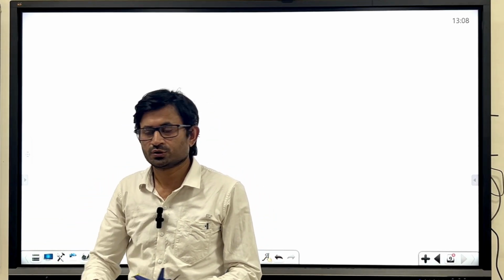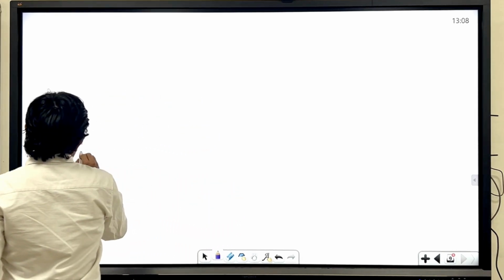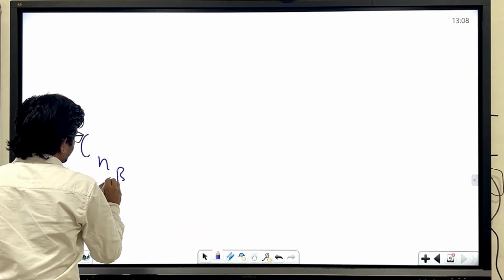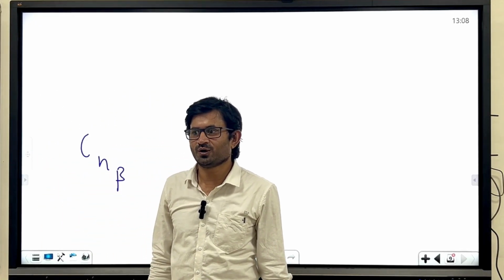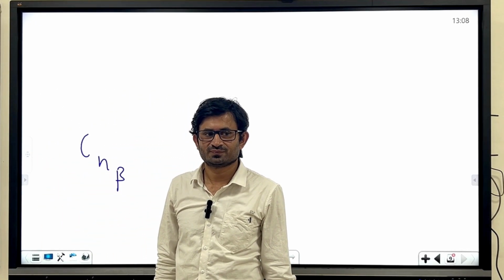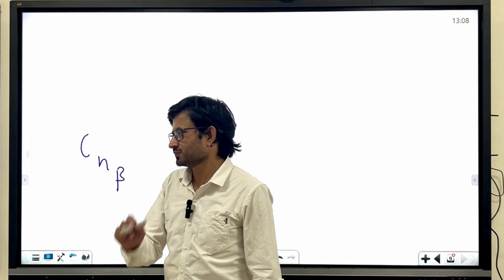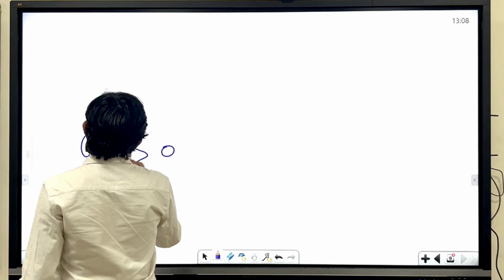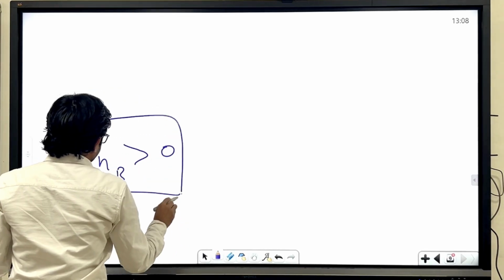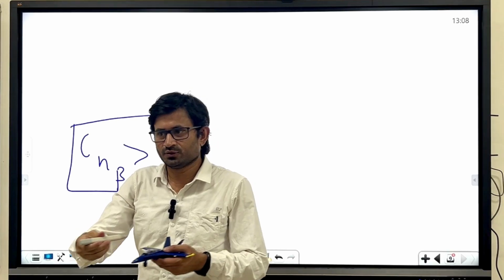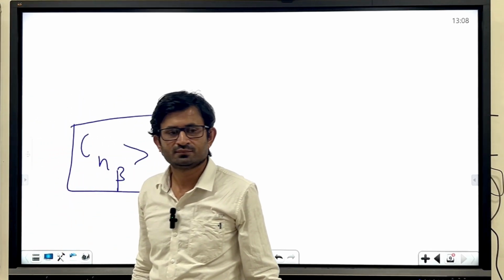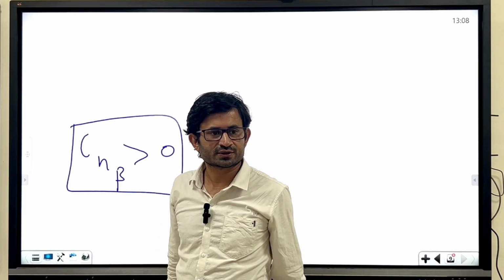So from this, what will be the Cn beta value, positive or negative? Positive. Perfect. Because from where the beta is coming, you are turning in that direction only. It's also called weathercock stability.